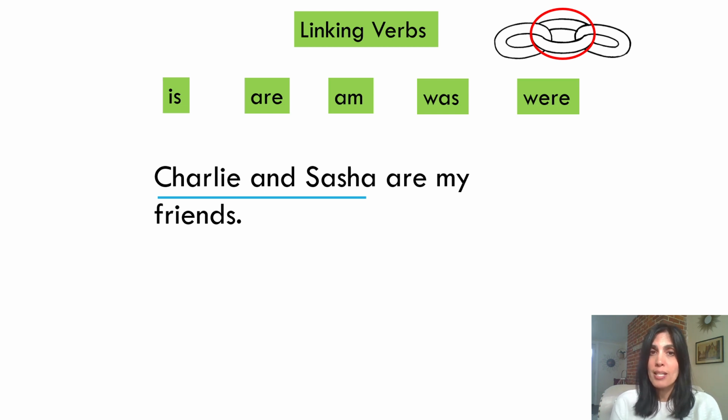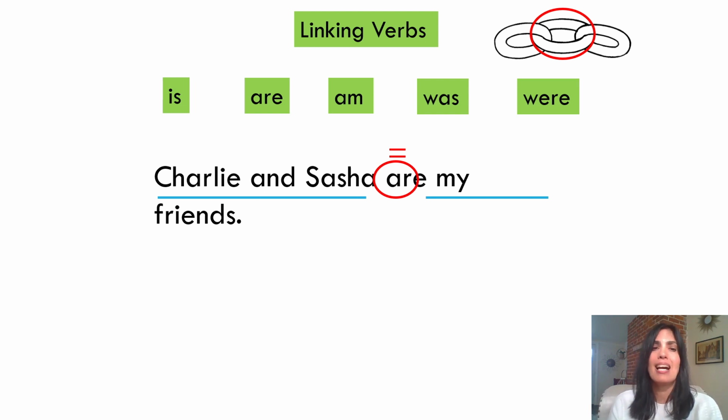Which words tell us more about Charlie and Sasha? Yes, my friends. This verb right here, are, links the words Charlie and Sasha and the words my friends. You can think of a linking verb as an equal sign, and that Charlie and Sasha equal my friends.